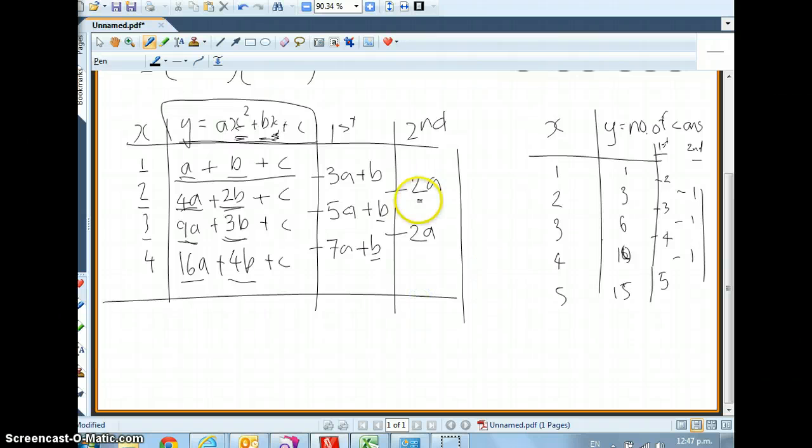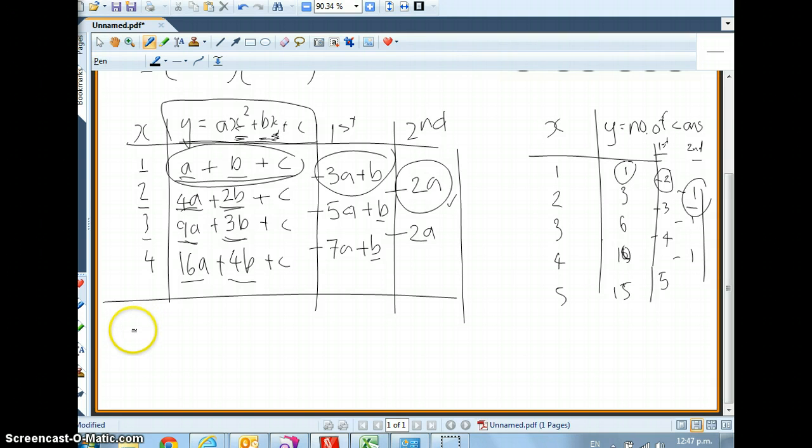Okay, I'm going to compare this constant with the constant that I got in my actual pattern. I'm going to compare this first difference with this first difference. And then I'm going to compare this term with the first term in my pattern. Now, I've finished the algebra. What you have to remember is 2a equals the second difference.